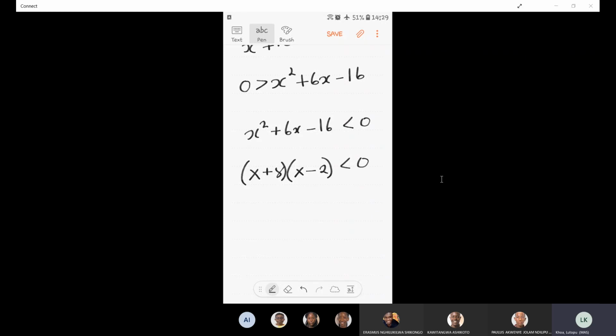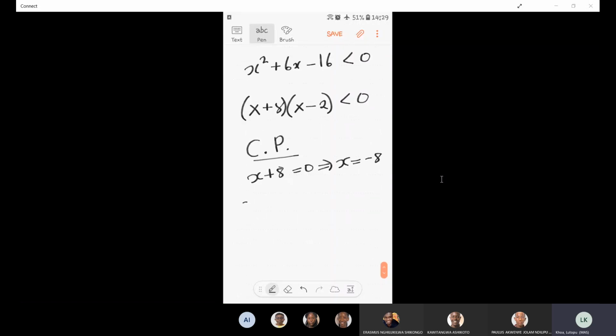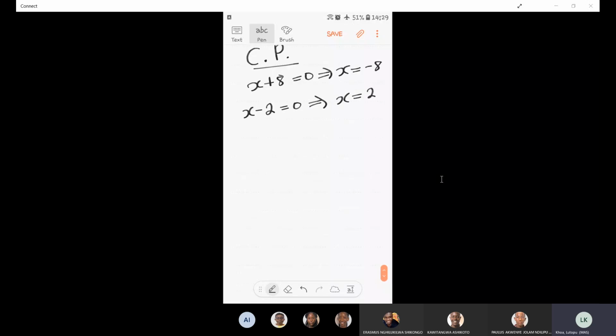What are your critical points? So your critical points, first one, we have x plus 8 is equal to 0. This means that x is equal to minus 8. Then the second one, x minus 2 is equal to 0. This means that x is equal to 2. So now you have your two critical points. You must plot them on the number line. So you draw your number line like that. Show your critical points. So I have minus 8 there, and then I have 2 over there.